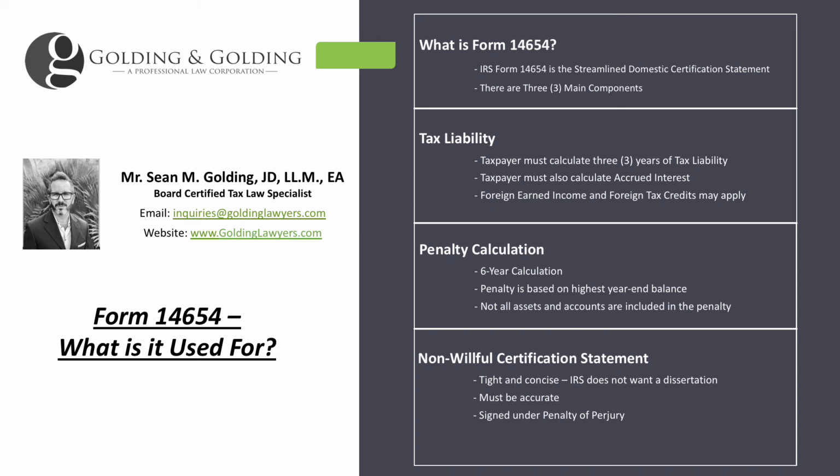Finally, and the one that scares people the most is the non-willful certification. The most important 2 words when writing this form is tight and concise. The IRS doesn't want to know all the warm and fuzzy reasons why you love the US. They don't care. They want to know for this purpose that you're non-willful. So it takes several versions of writing it. Generally, you should be able to dwindle down your first few drafts to somewhere between a half a page and 3/4 of a page, depending on each particular person's facts and circumstances.